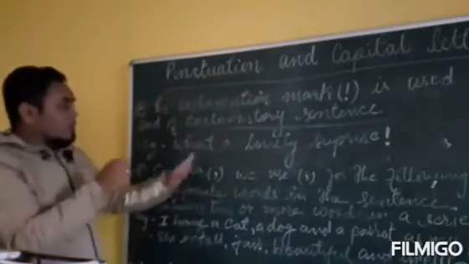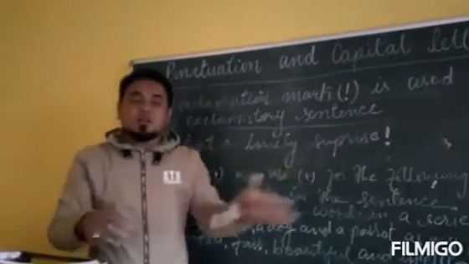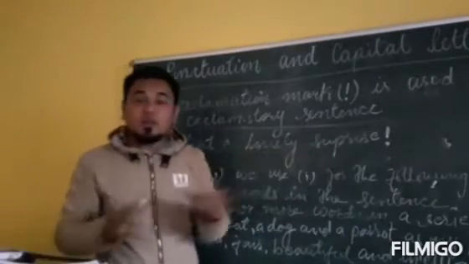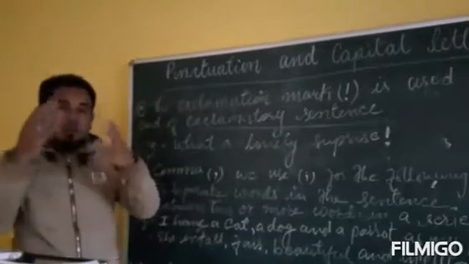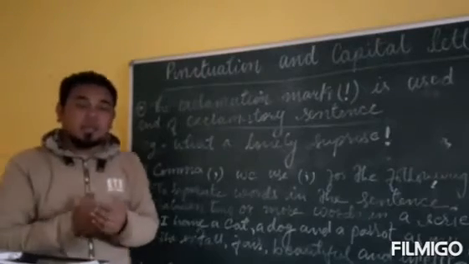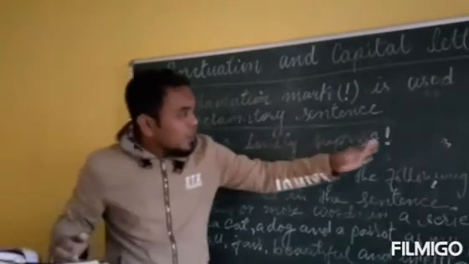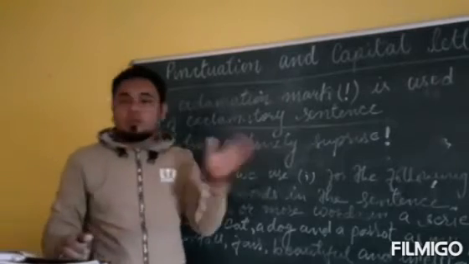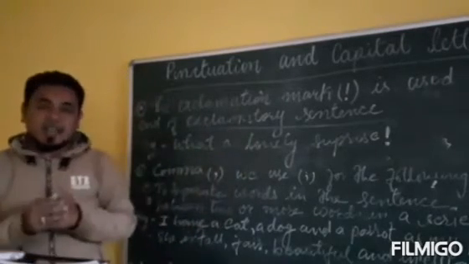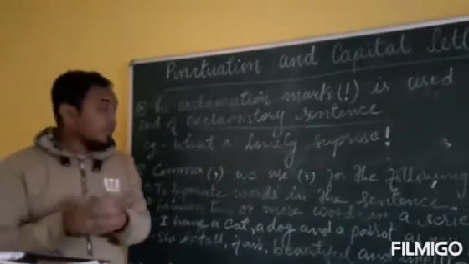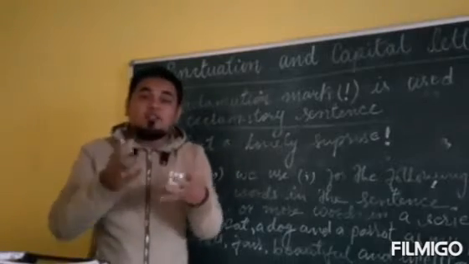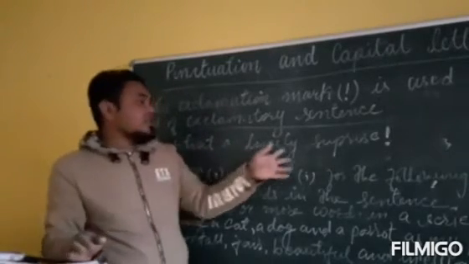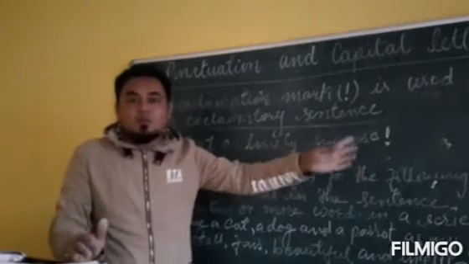For example, what a lovely surprise. So here is some kind of excitement in the sentence. What a lovely surprise. Okay? When you are excited in saying something, that time you have to use exclamation marks. So here in the sentence, what a lovely surprise, there is some kind of excitement after getting a surprise gift. Okay? So in those kinds of sentences, you have to use an exclamation mark.